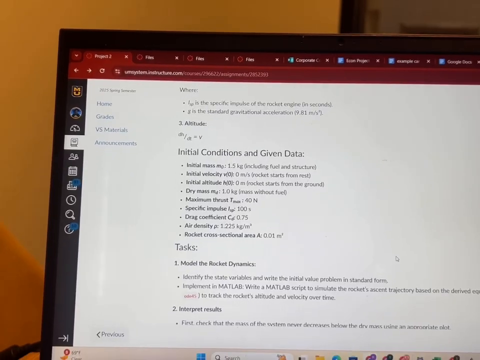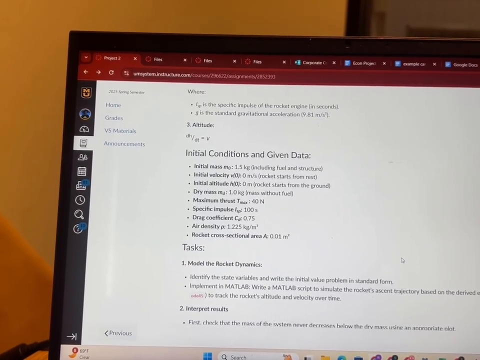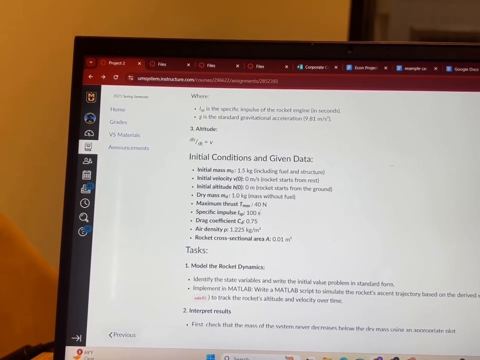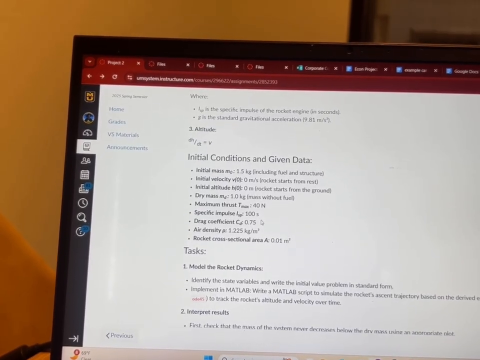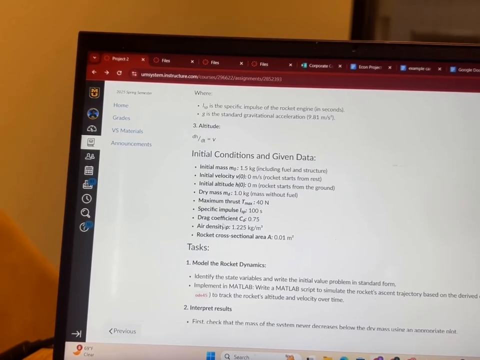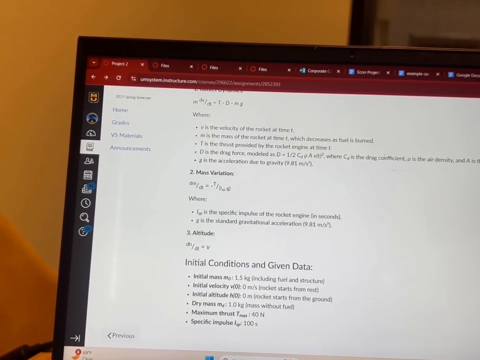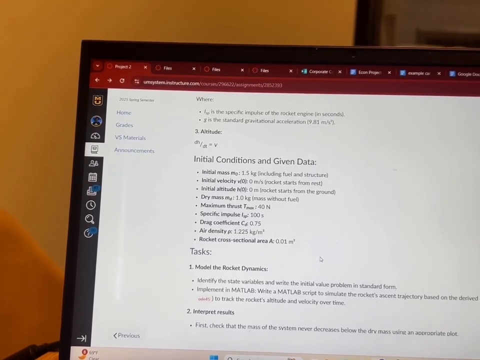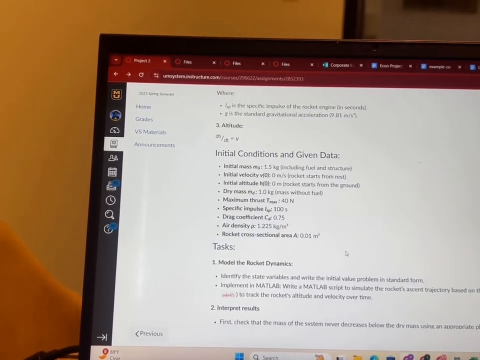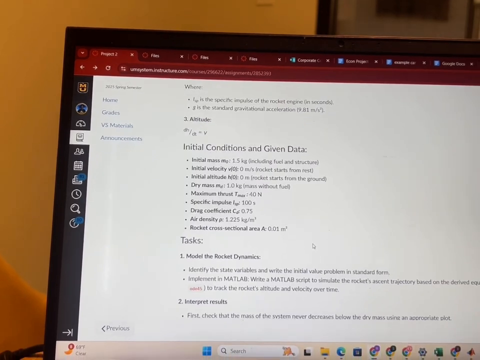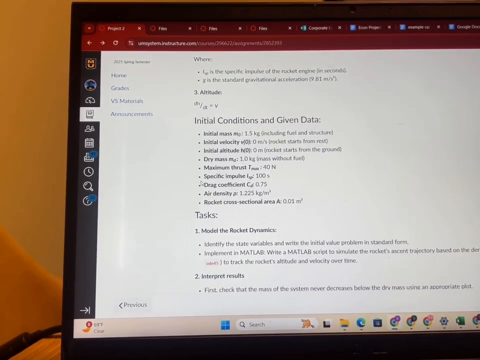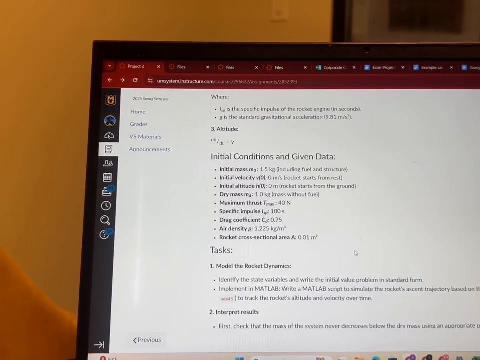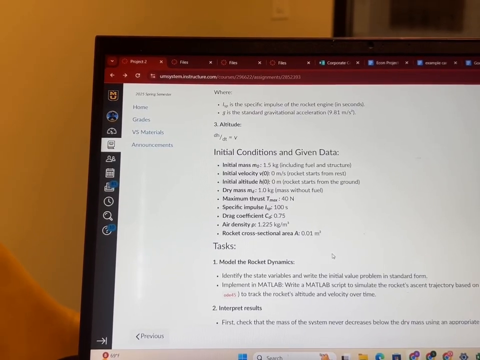The dry mass is 1 kilogram. The maximum thrust, Tmax, is 40 newtons. The specific impulse is 100 seconds. The drag coefficient, C_D, as we covered up here, is 0.75. The air density, rho, is 1.225 kilograms per meter cubed. And the rocket cross-sectional area is 0.01 meters squared.